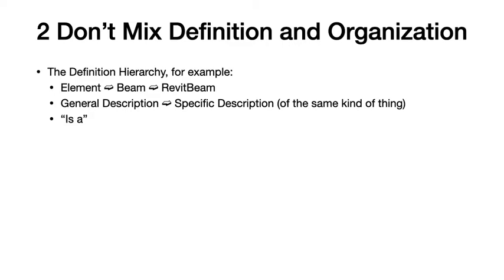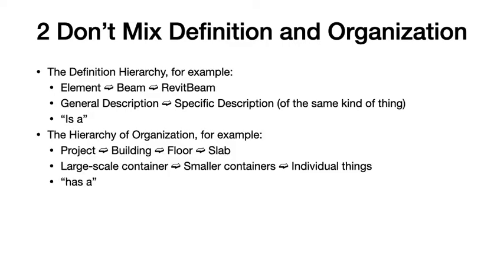In a definition hierarchy, you say that a Revit beam is an element. So it's this is-a. And as you go down, you're always talking about the same thing, but you're talking about it in a more specific way. The hierarchy of organization, on the other hand, is something like project to building to floor to slab, and is really going from larger containers down to smaller containers down to individual things. This is the has-a relationship. And it's very hard to accommodate both of these at the same time.